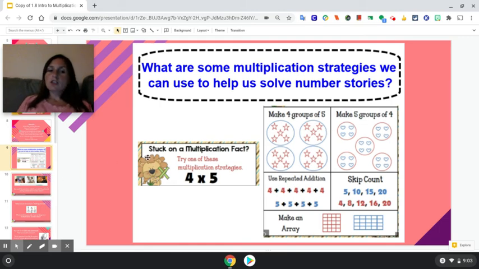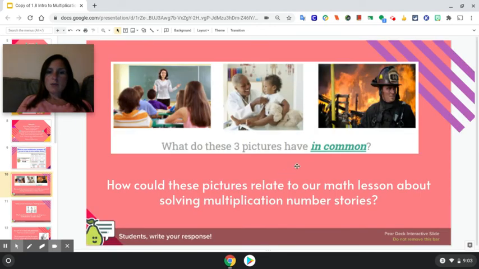Now, we're not just going to start with 4 times 5. We're going to go ahead and look at number stories, okay, and look at how this could look in real life. So, these can be a little tricky. So today we're going to be trying to do something.